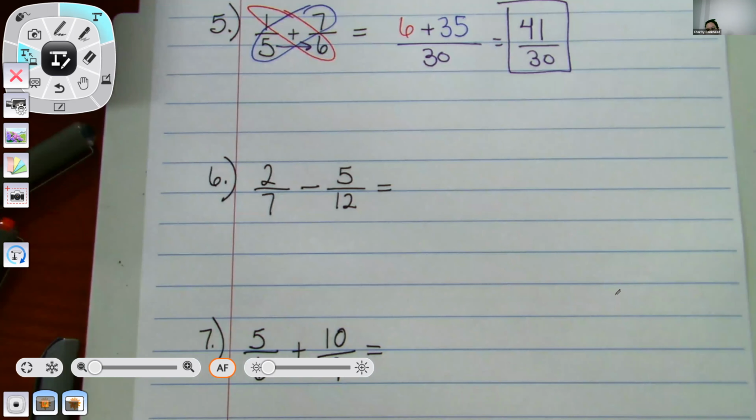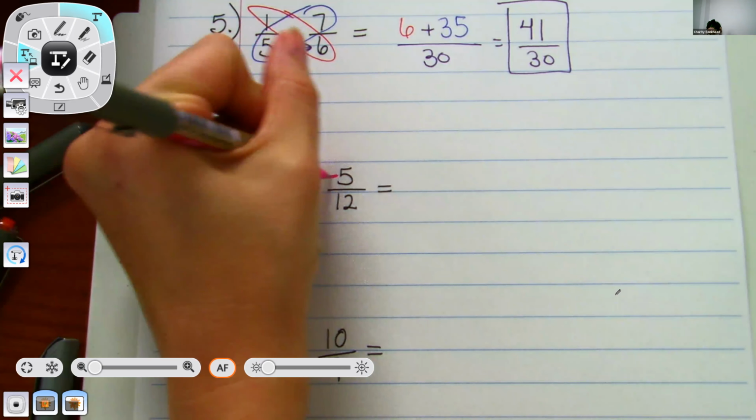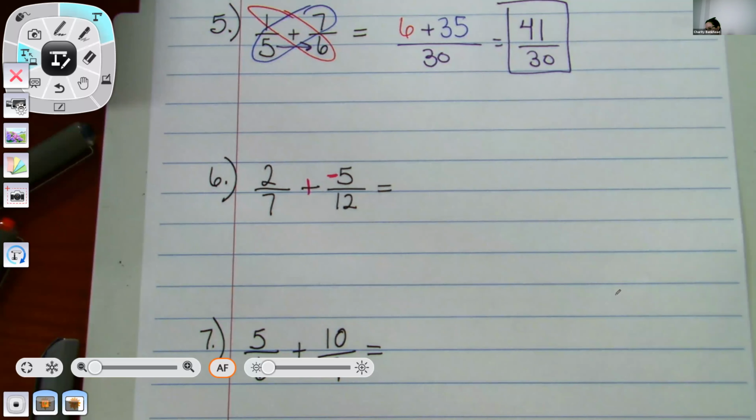Okay, so number 6. Again, 7 and 12 don't have any common factors, so personally I'd love to use the bow tie method on this one. And again, I think it's a great idea to attach that negative to that 5, especially if you're using the bow tie method. I like doing that, so you know where that negative goes.